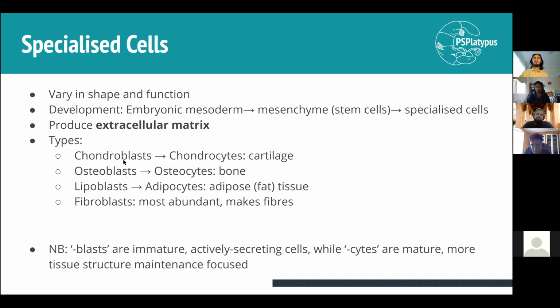And you can derive from the prefixes what tissue they're involved in secreting the extracellular matrix for. So chondro meaning cartilage, osteo meaning bone, lipo or adipo meaning lipid or fat, so fat tissue, and fibroblasts having to do with producing fibers, and they're the most abundant specialized cells.